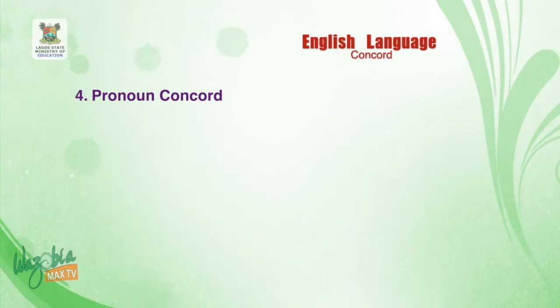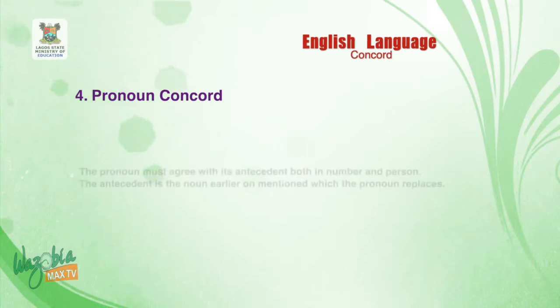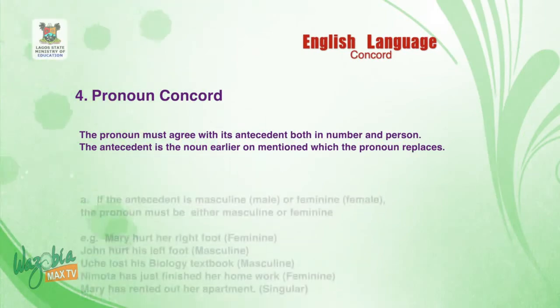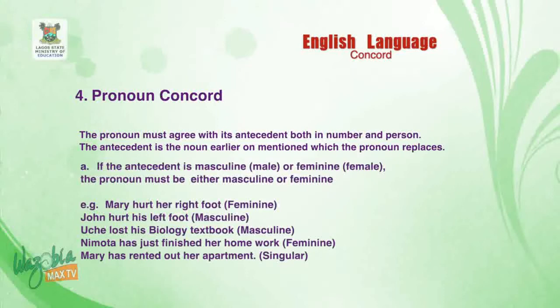Now we are on number 4, pronoun and concord. The pronoun must agree with its antecedent both in number and person. The antecedent is a noun earlier on mentioned, which the pronoun replaces. Now, let's look at some of the rules guiding pronoun concord.